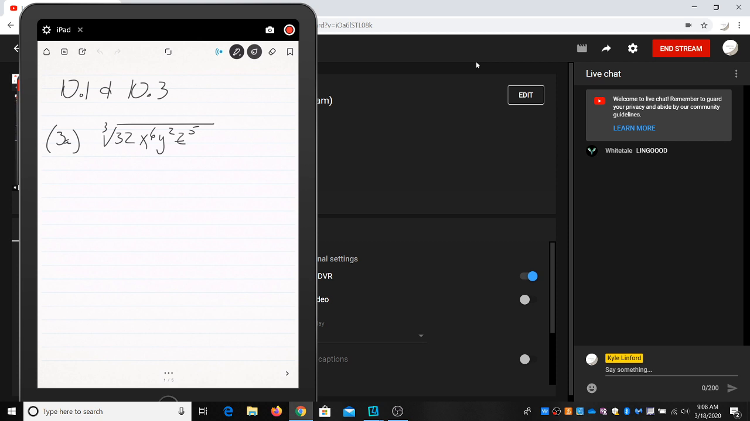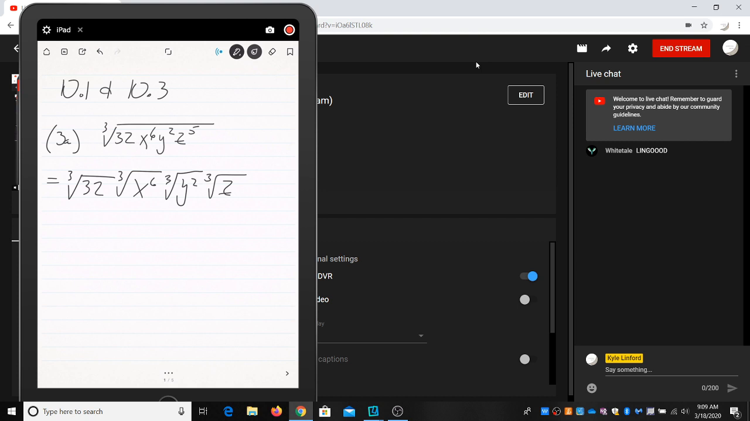So let's start with the cube root of 32 x to the 6th y squared z to the 5th. The big thing we should always do is split up the entire radicand that we're working with here. So we're going to take the cube root of 32, the cube root of x to the 6th, the cube root of y squared, and of course the cube root of z to the 5th.